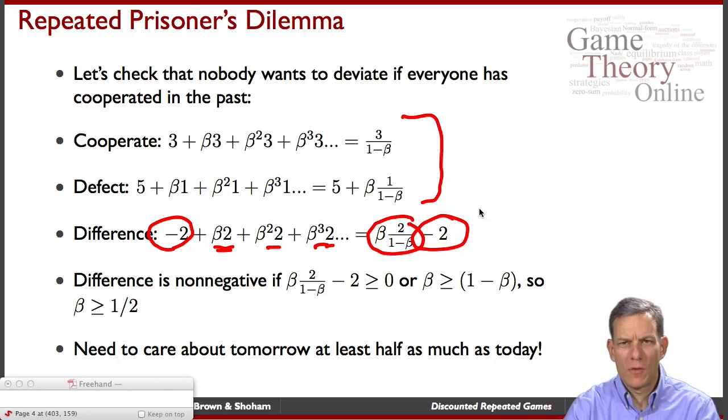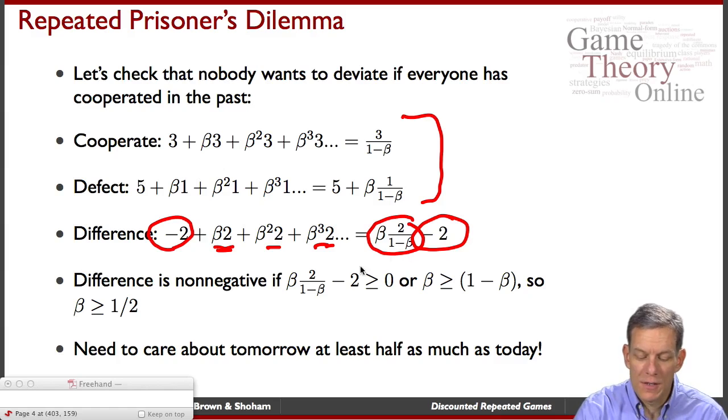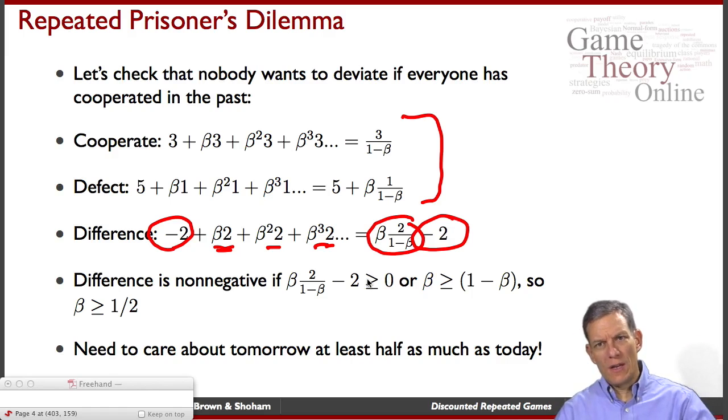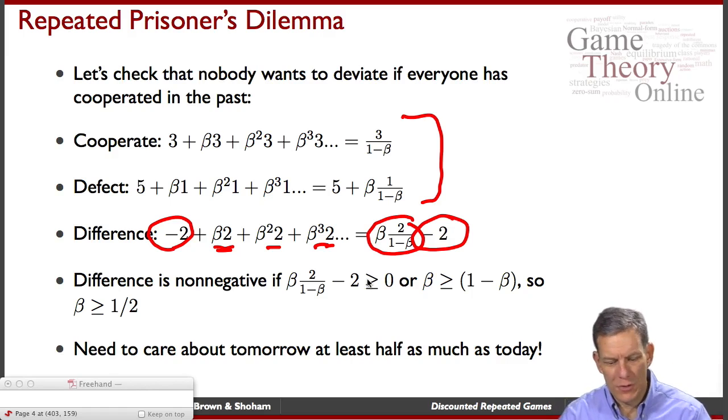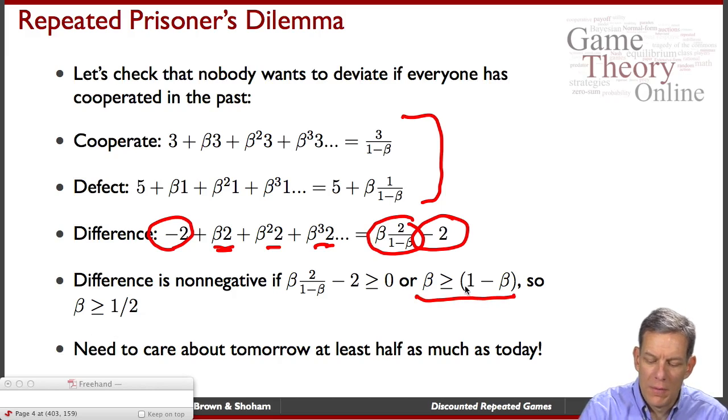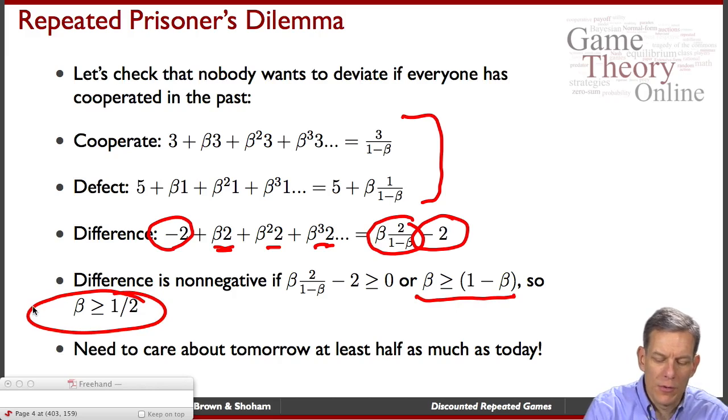And when do I want to keep cooperating? As long as this is non-negative, right? If this becomes negative, then I'm worse off today by cooperating. I might as well just defect. So the difference is non-negative if beta is greater than 1 minus beta, or basically beta has to be greater than or equal to a half.